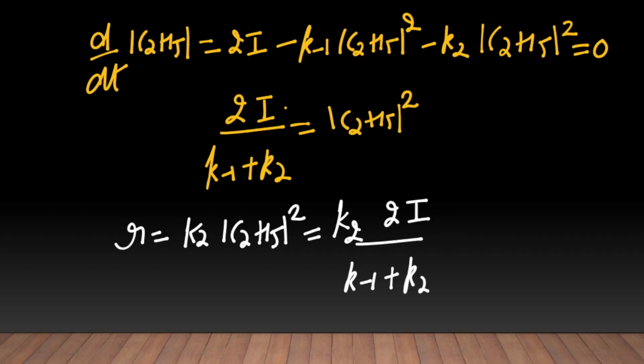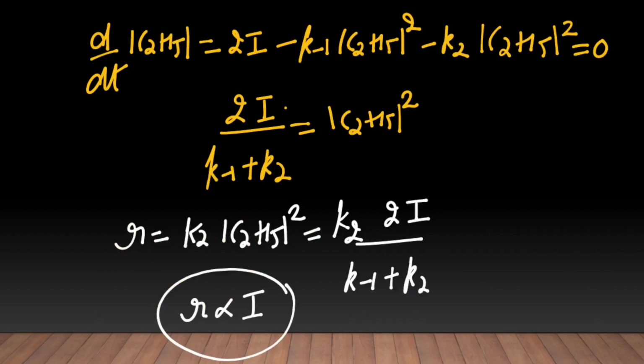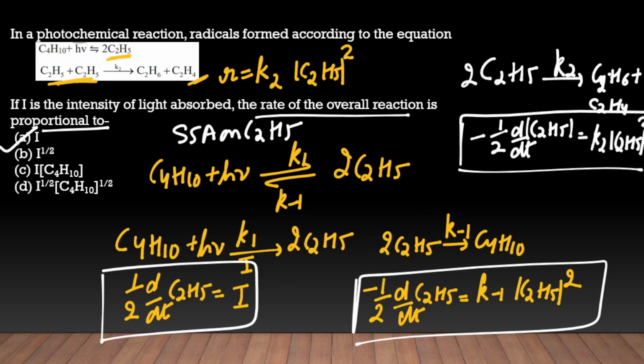So we can see here that the rate is proportional to the intensity, that is I. This is what is asked: the rate of the overall reaction is proportional to I. Here no C4H10 term is involved, so it is proportional to I only. So the correct answer becomes option A in this case.